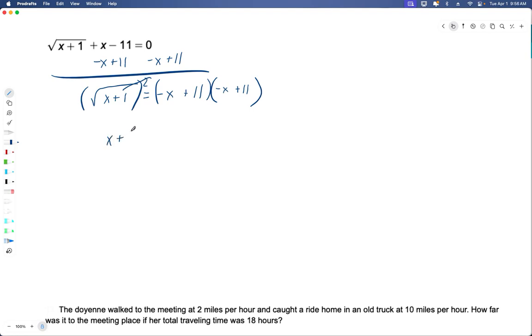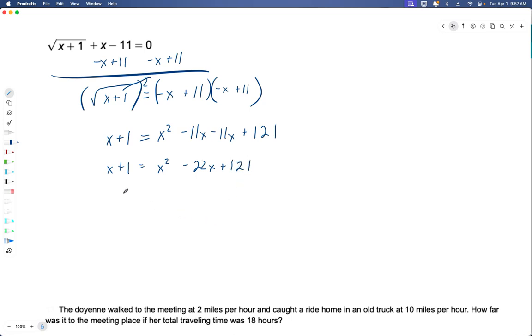So I have x plus 1 is equal to negative x times negative x. That's going to be a positive x squared. And then that's going to give me a negative 11x. And then this times this gives me another negative 11x. And 11 times 11 is 121. So now I can combine: x plus 1 is equal to x squared minus 22x plus 121.